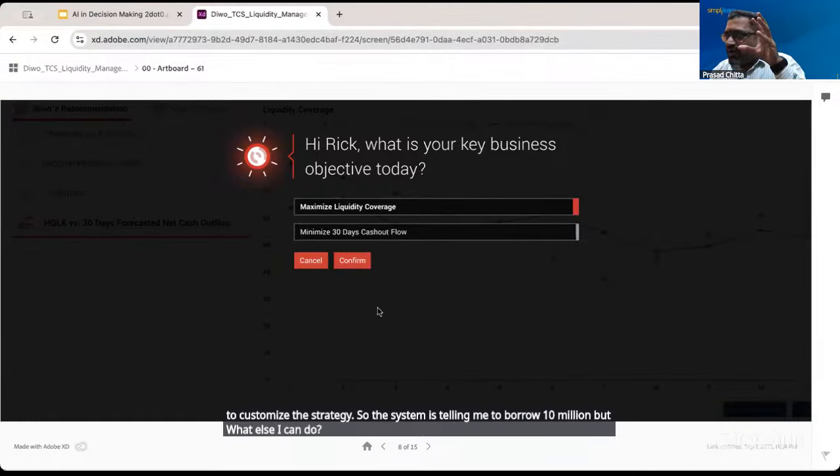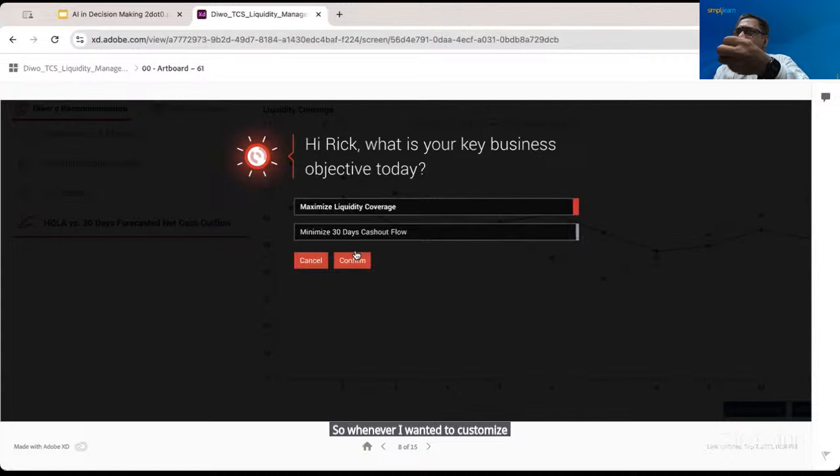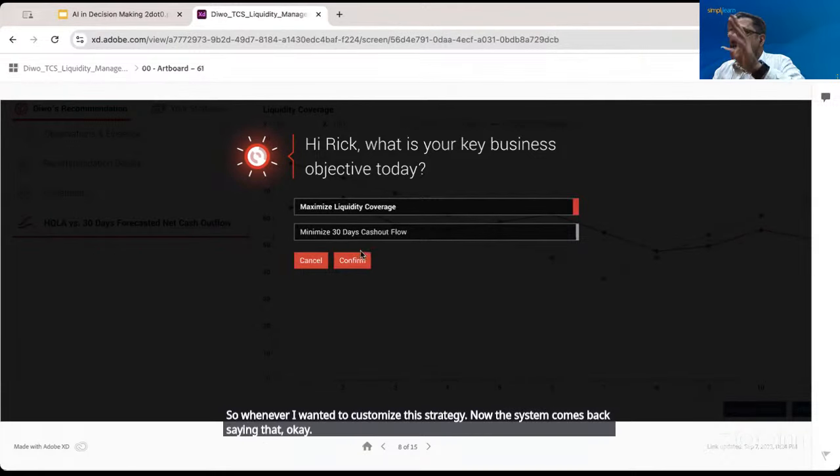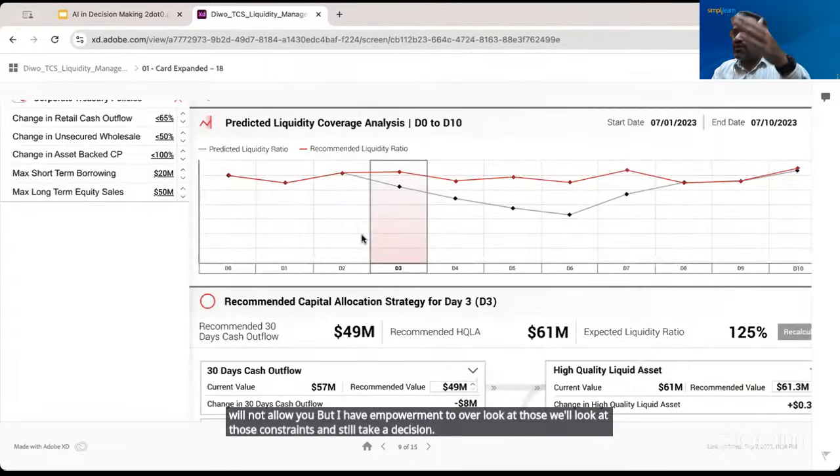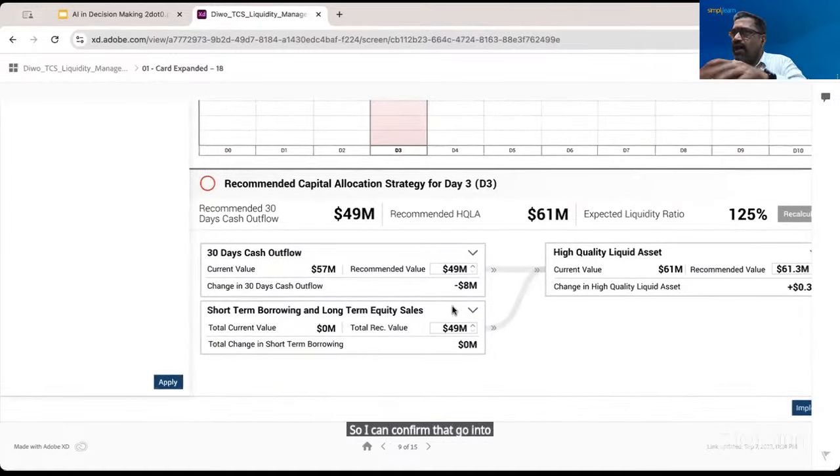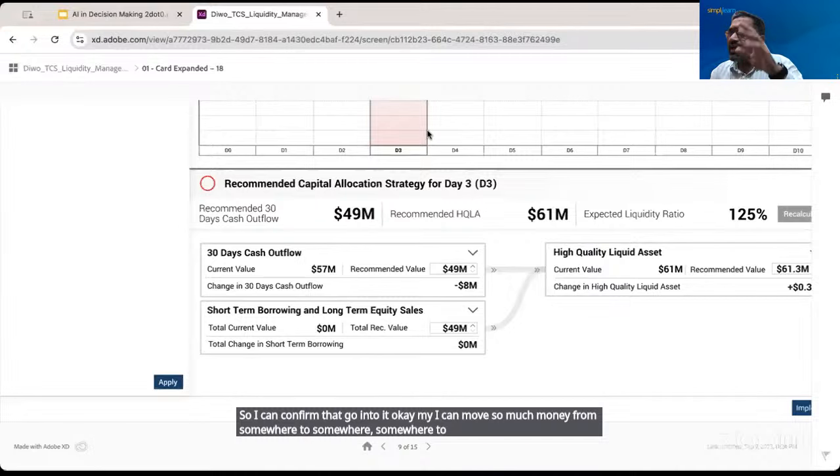So whenever I want to customize this strategy, the system comes back saying there are certain things which the business will not allow, but I have the empowerment to overlook those constraints and still take a decision. So I can confirm that and go into it. I can move so much money from somewhere to somewhere else on day 3, day 4, to make sure this is happening.